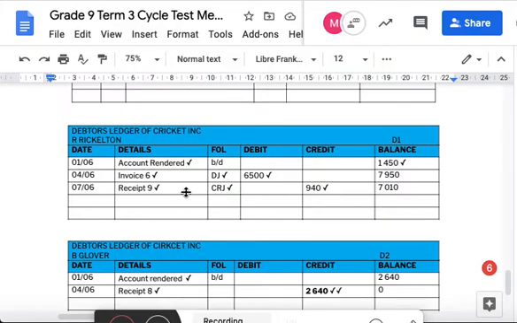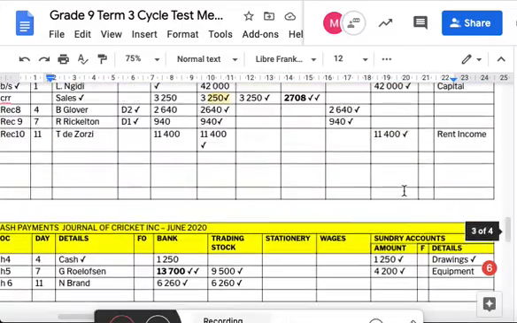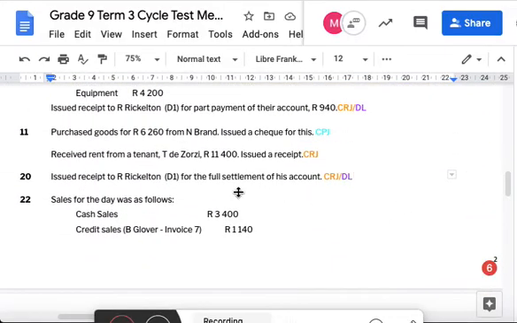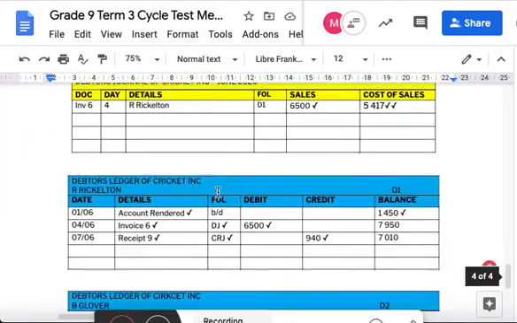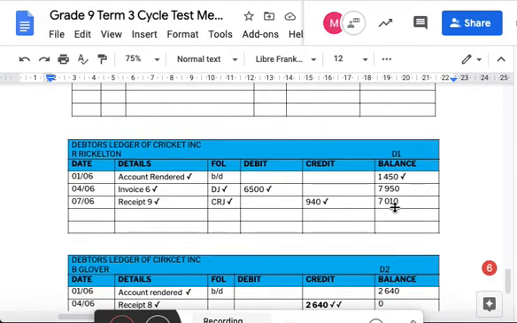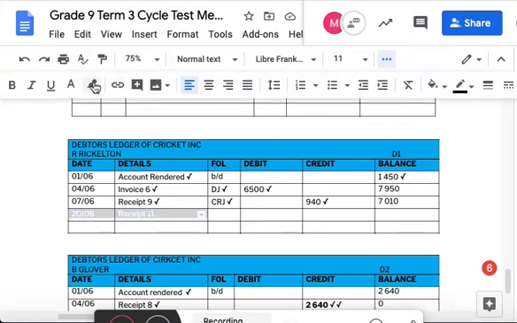Why? What can we see in the debtor's ledger? How much does he owe us as per his last transaction? 7,010 Rand. They don't give us an amount in the transaction. They tell us he settles his account in full. So if he owes us 7,010 Rand and he settles it in full, how much is he paying us? Okay, 7,010. Well done. Now, we know we've issued him receipt number 11.